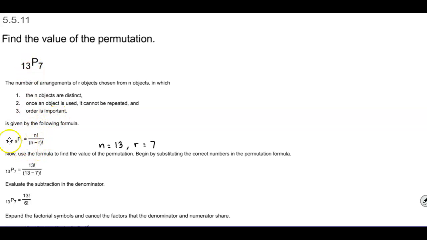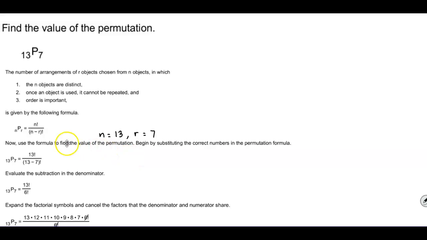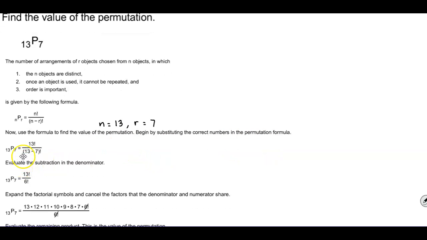So we know that N represents 13, and we can see that R is the objects chosen from the amount of objects N. Therefore, R is 7. So what we want to do is use the formula to find the value of the permutation. We're going to begin by substituting the correct numbers into the permutation formula. So again, 13 permutation 7.